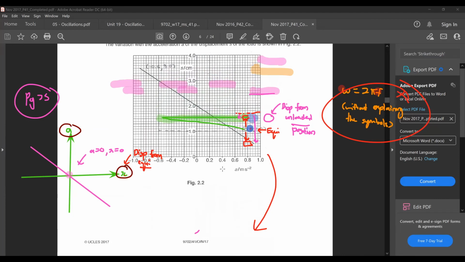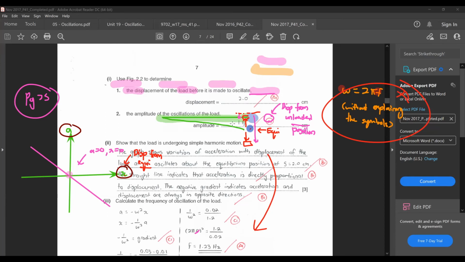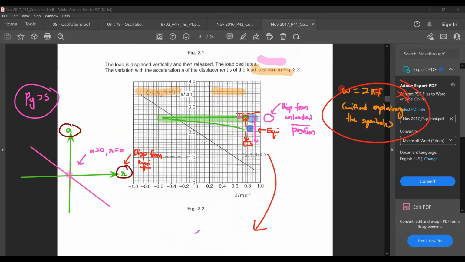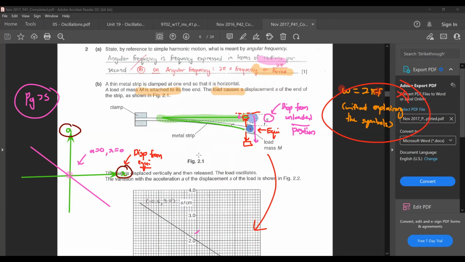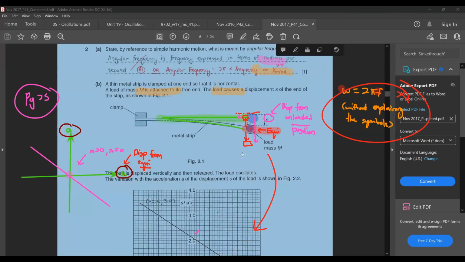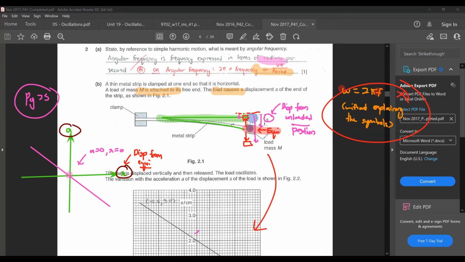It's actually still the same graph, just drawn a different way because you define displacement slightly differently. If you look at the next page, they're asking you to use that figure to determine the displacement of the load before it's made to oscillate. So what is the displacement of the load from the unloaded position before you made it oscillate? Meaning they want this one. If you are at equilibrium position now, what is your displacement from the unloaded position? They want this one.